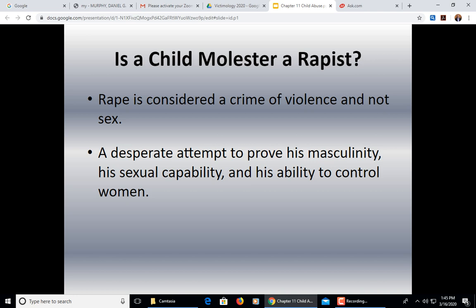You think about the terms rape and child molester. Whenever we talk about the crime of rape, it is always considered a crime of violence. And in many cases, child molestation is a crime of violence. But again, most crimes of sexual assault involving children don't involve force. It's through manipulation. In rape, sometimes, unlike with child molestation, the aim is to prove someone's masculinity, the sexual capability of controlling another person.